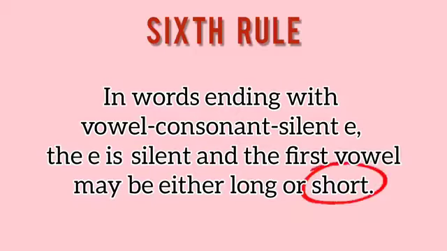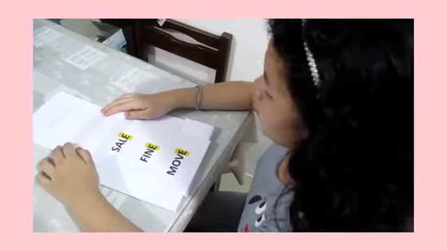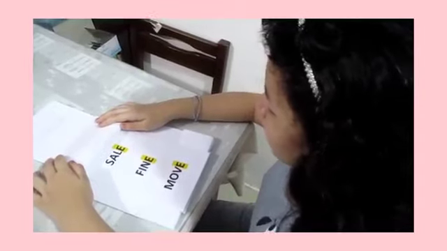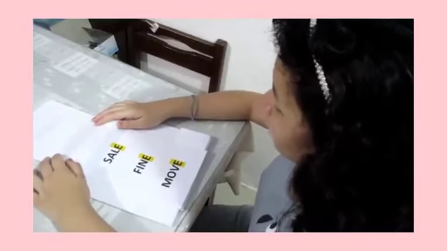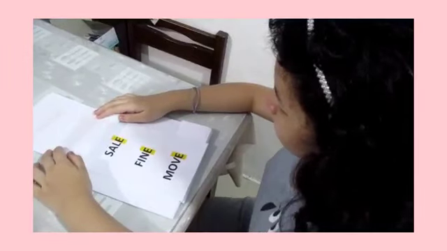Let's try to say the example words. It's not saily, it's sail. It's not piney, it's fine. It's not movie, it's move. As you noticed, the first vowels are either long or short and the E at the end is silent.